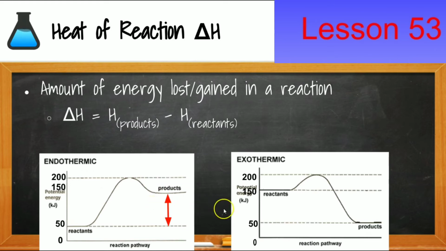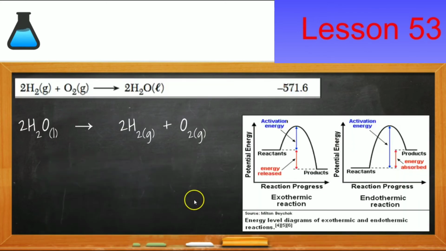Now, when we look at the exothermic reaction, we again are going to take the products minus the reactants. The products have 50 kilojoules and the reactants have 150. So the difference is still 100, but when we take the products minus the reactants, we actually get negative 100 kilojoules. That means this reaction is exothermic and 100 kilojoules of energy is released.